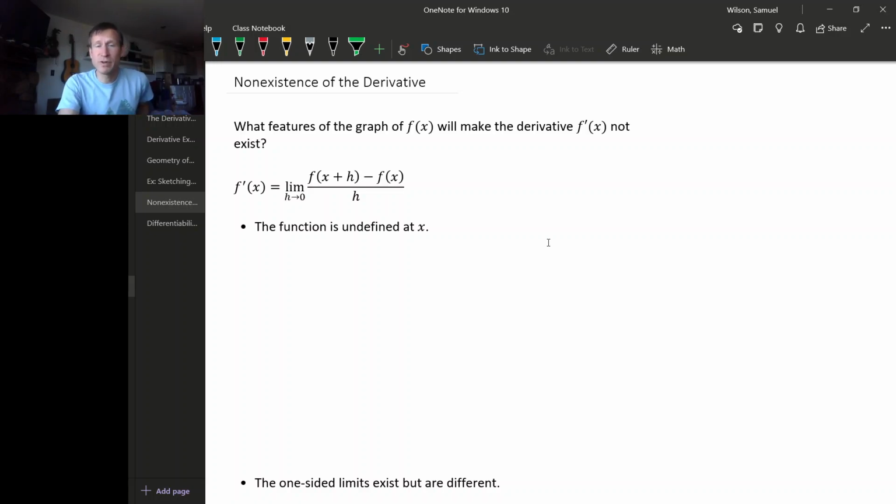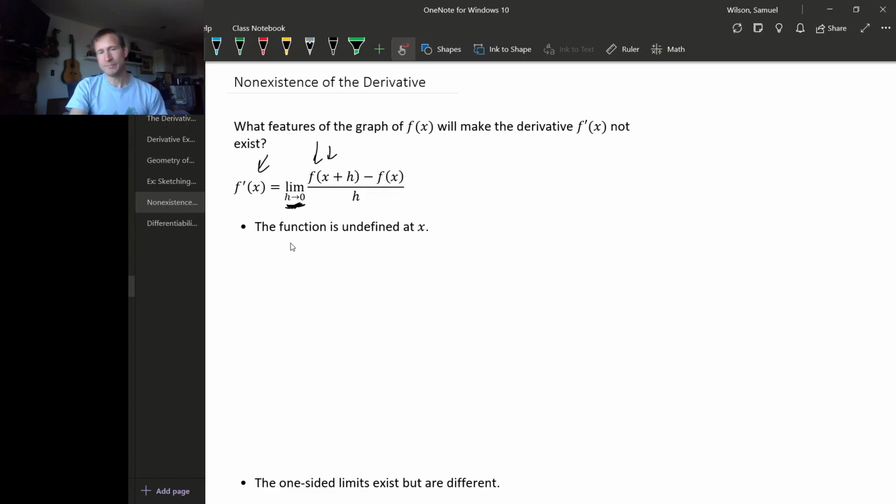Since the derivative function is defined as a limit, it's possible for this limit to not exist. So if this limit doesn't exist for a particular x value, then the derivative doesn't exist for that particular x value. But there are several ways that a limit can fail to exist, and each way actually looks different on a graph. So let's look at examples of all of the ways this limit could fail to exist and what that looks like on the graph of f.